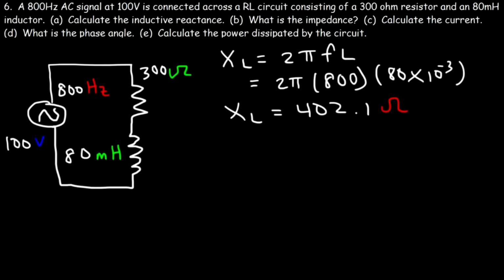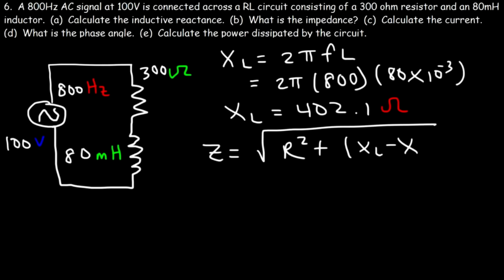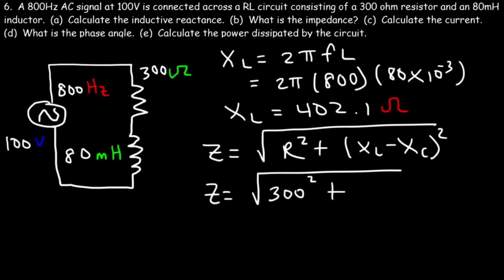Now let's calculate the impedance. The impedance is going to be the square root of R squared plus XL minus XC squared. Since there's no capacitor in the circuit, XC is 0. So R, the resistor, has a value of 300 ohms, and XL is 402.1. So the impedance of the circuit is 501.7 ohms. Now let's move on to part C.